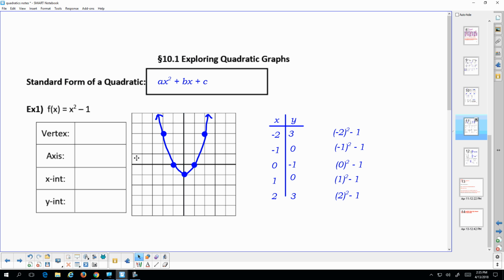Now, where is the vertex? Where does the graph turn around and start going the other way? The vertex is down here at 0, -1. That's the vertex right there.